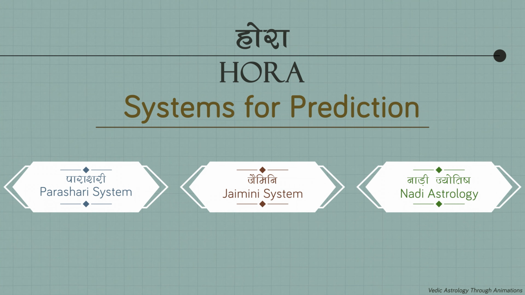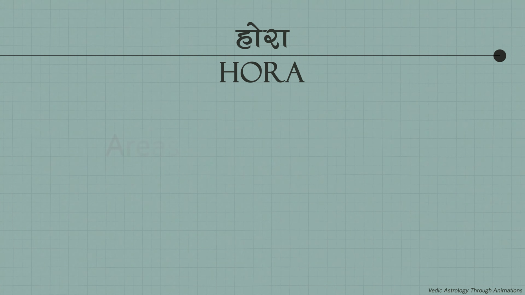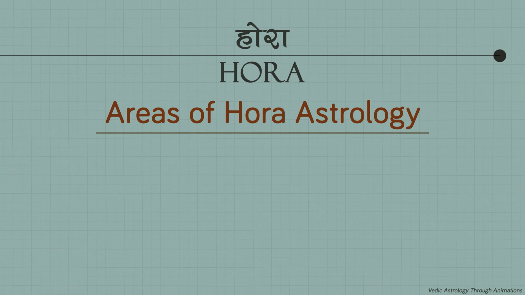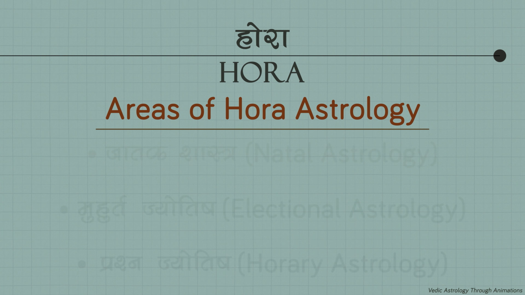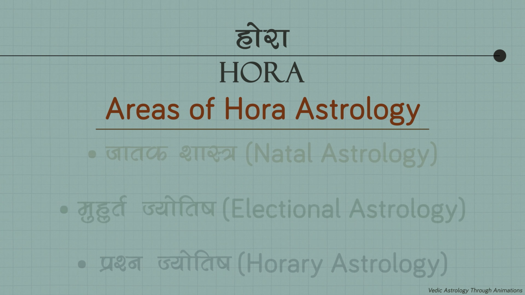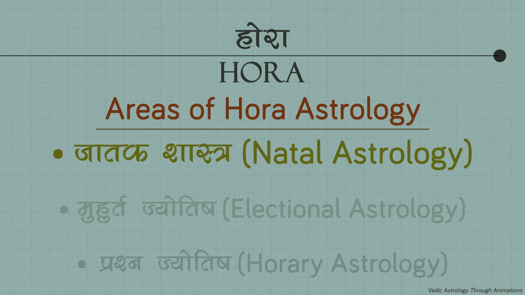Now, apart from these systems of doing prediction, this Skanda itself has further branches or areas. Perhaps the most common and most used aspect is the Jatak Shastra, which is called natal astrology. It mainly deals with predictions based on the study of horoscopes of individuals which are called Jatak or natives.